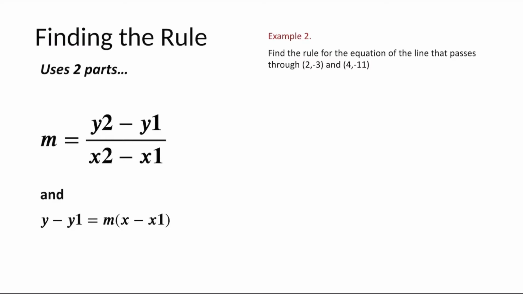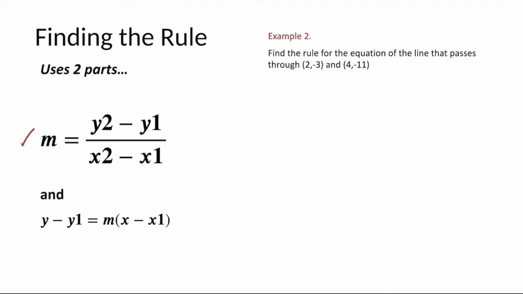Alrighty, now we're up to finding the rule. Now we've got two different equations on this one. The first one you've seen, m equals y2 minus y1 over x2 minus x1. We did that on the last slide. Remember, there were 2's and 1's as subscripts. Now we have to introduce the second one down the bottom there on the left, which is y minus y1 equals m brackets x minus x1. We have to use a combination of these.